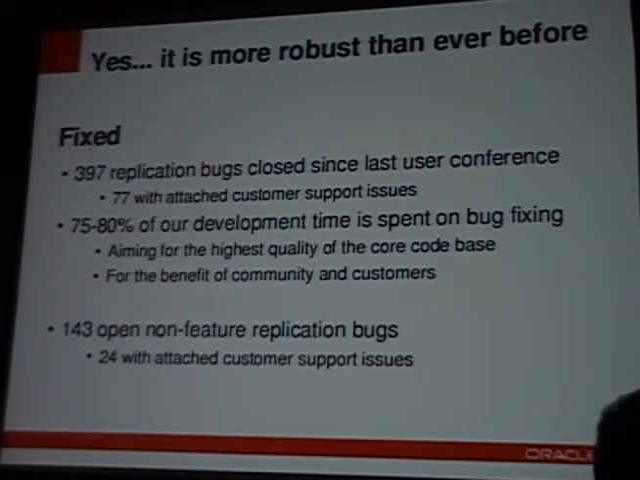And currently we have 24 customer support issues that we are working on. Many of these bugs are still important and we need to fix them, and some of these are not that important. This is every kind of bug that is not a feature request, so there's a lot of small test things that are wrong among these bugs as well.